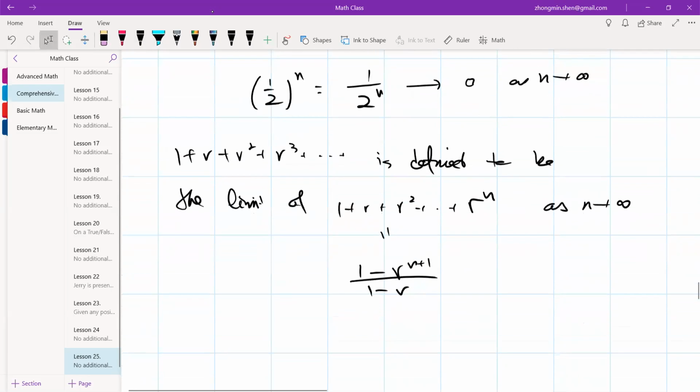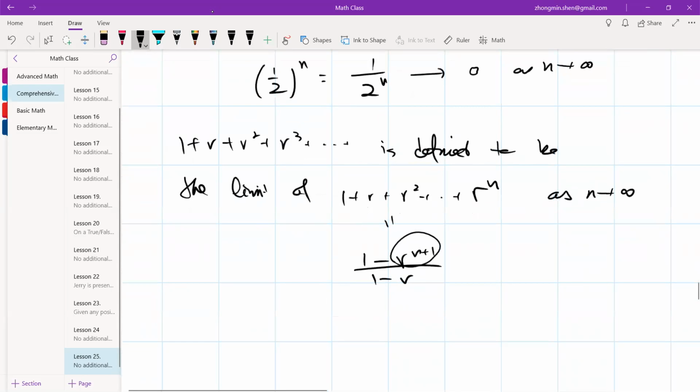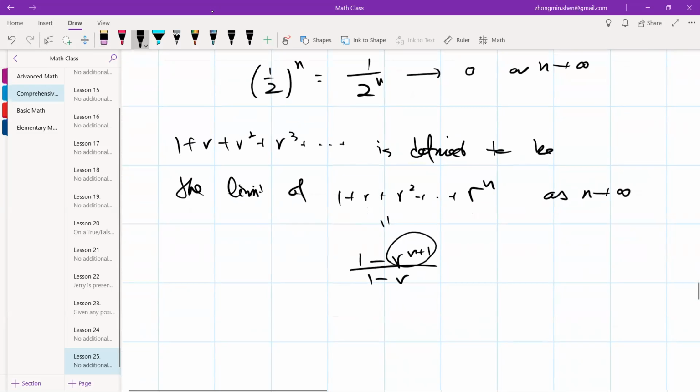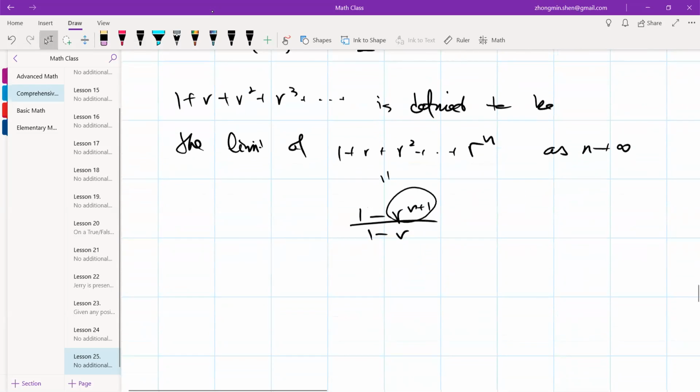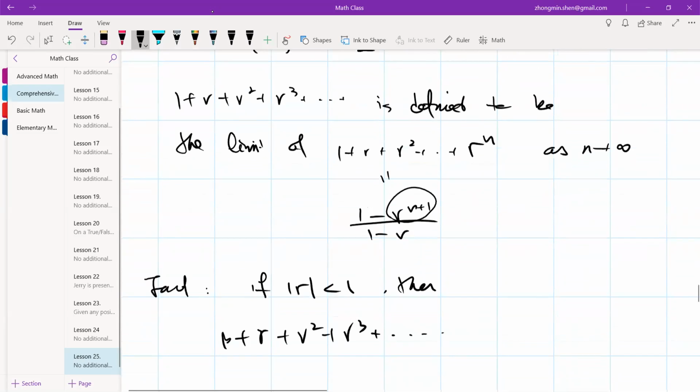So whether this has a limit, just make sure this is going to have a limit. And I know that if the absolute value of r is smaller than 1, this limit is 0. So we have the following fact. If the absolute value of r is less than 1, then 1 plus r plus r squared plus r cubed, all the way to infinity, is going to be 1 over 1 minus r. Okay?